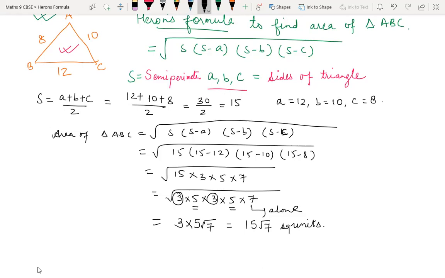Is it clear for both of you? If it is given in meters, you write meter square. If it's given in kilometers, write kilometer square. Area is always in square form, okay?